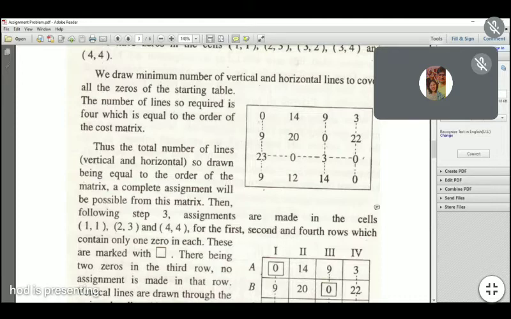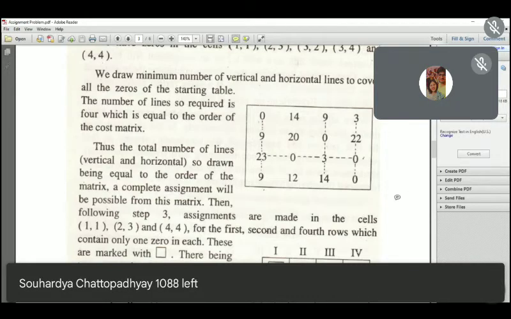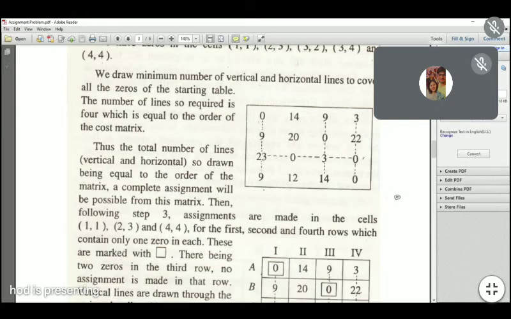Okay? So, फिर से, what is step 3? You cover all the zeros of the matrix. It is sometimes called the starting matrix. Okay? Cover all the zeros of the matrix using horizontal and vertical lines such that the number of lines needed is a minimum. Okay? Now, यहाँ पे what is the number? 4. You need 4 lines.